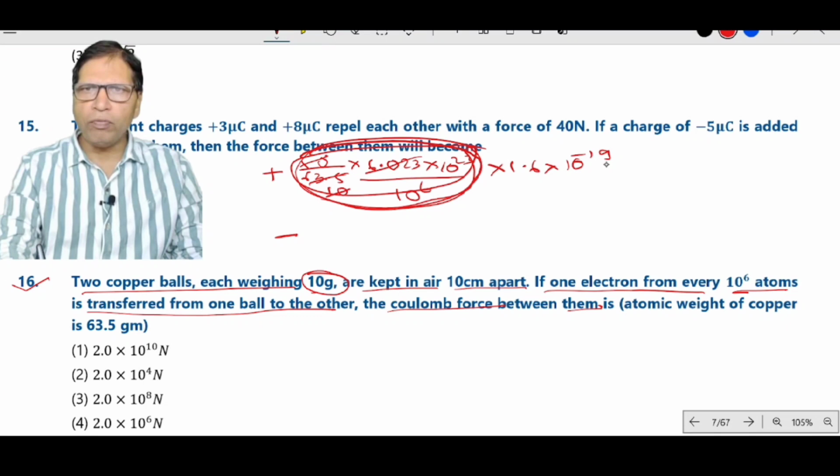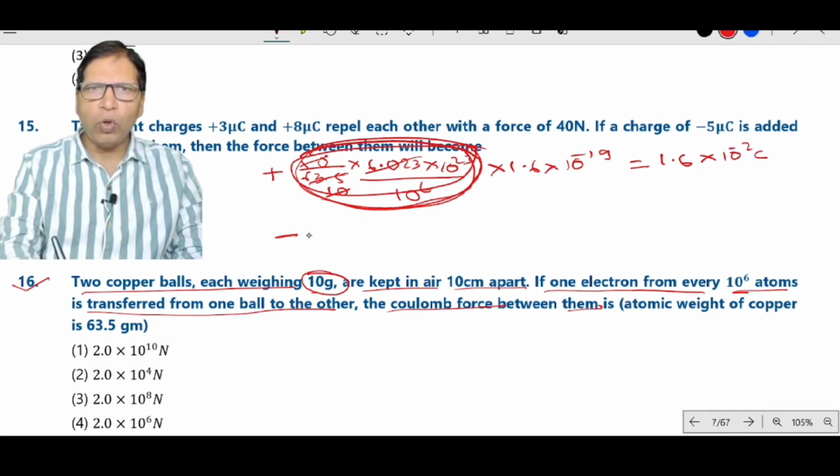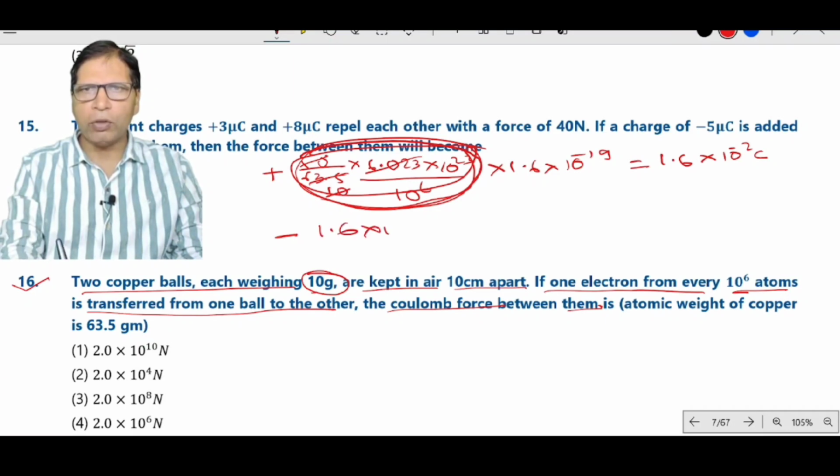So 10 to the power 4 divided by 10 to the power 6, so this is 10 to the power minus 2. So charge almost becomes 1.6 into 10 to the power minus 2 coulomb. Another copper ball has charge minus 1.6 into 10 to the power minus 2 coulomb.